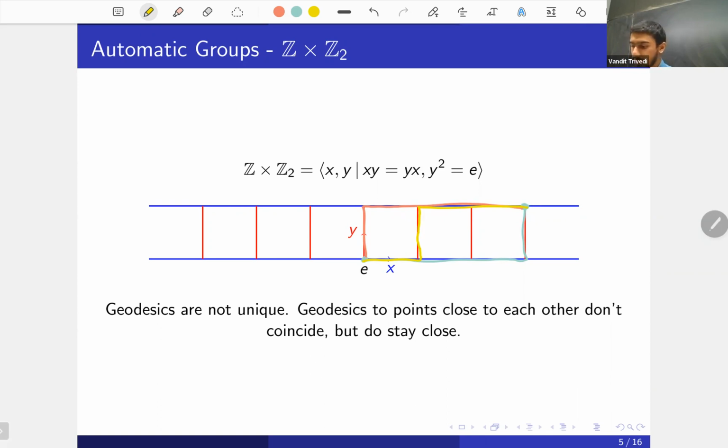They're all shortest representatives. So in this case, unlike our free group, where the Cayley graph was a tree, geodesics are not unique, but they do stay close to each other. If I take, for instance, the two geodesics corresponding to this point here, yes, they seem to go in different directions to start with, but then they're both traveling in the same direction and they stay within 2 units of each other.